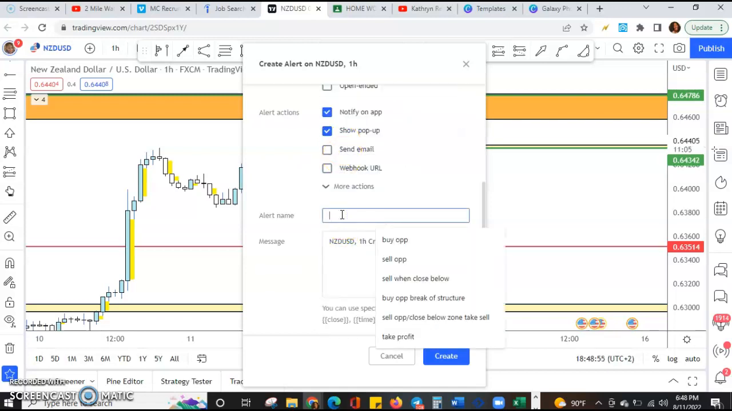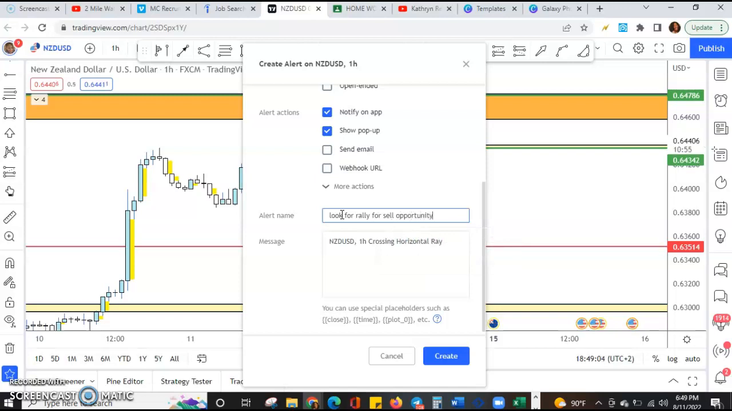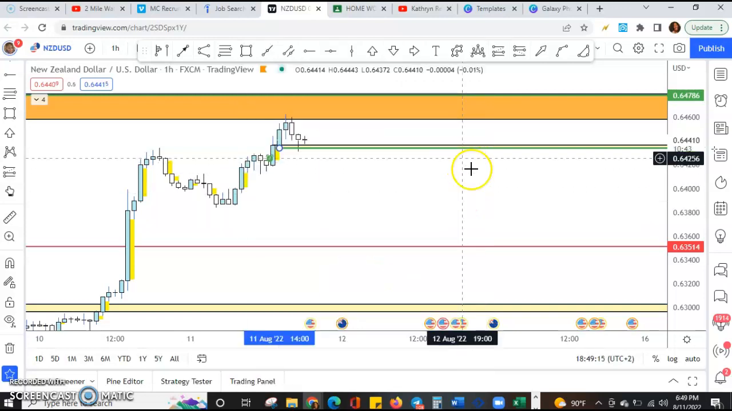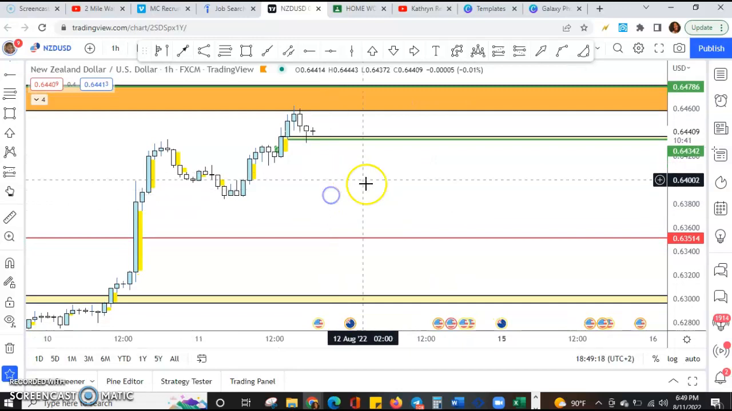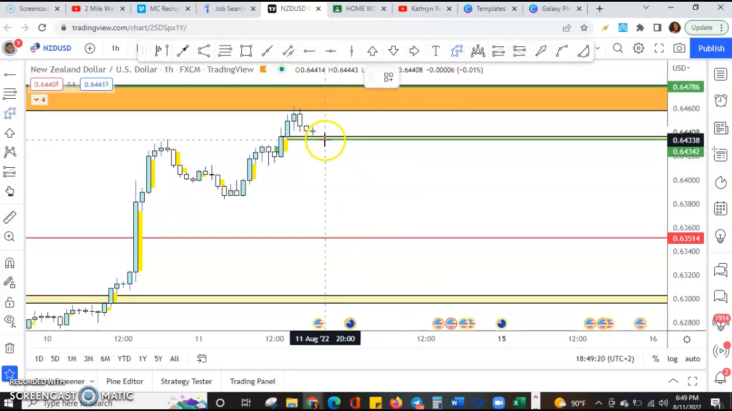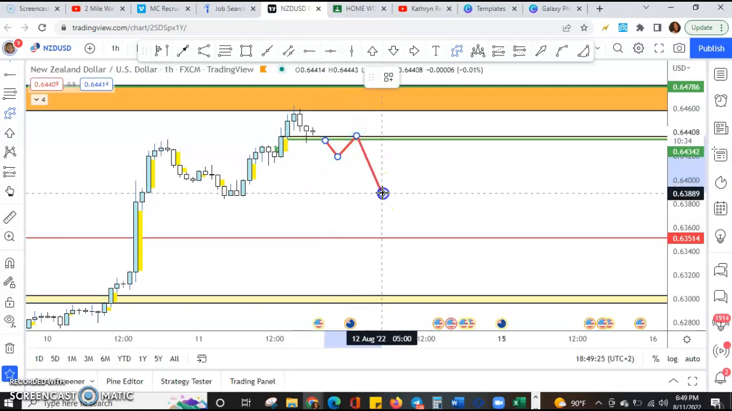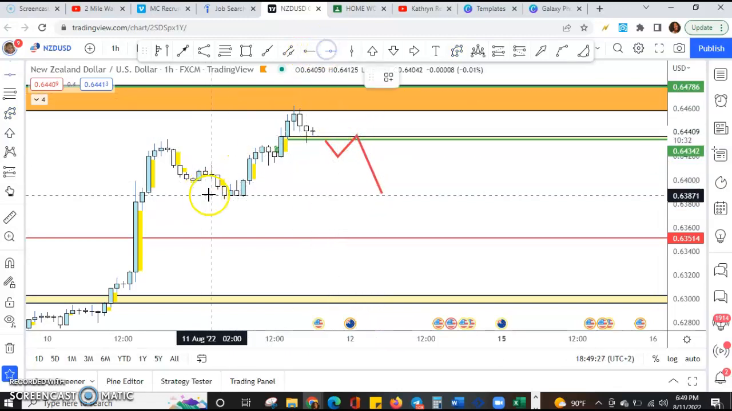And so here I'm going to set a note for myself: look for rally for sale opportunity. The rally to me would be a large candle or three candles that are sellers. That tells me that there's momentum in the market. It also tells me that sellers are in the market as well. Once this market closes below this line, I'm going to look for my entry to take the sale to this next support zone right here.